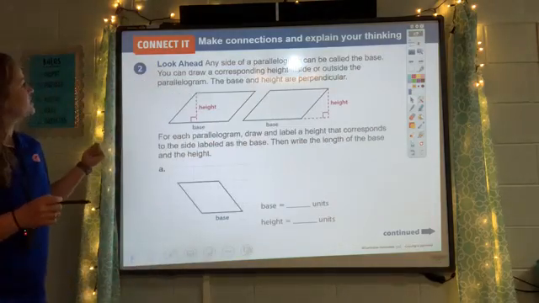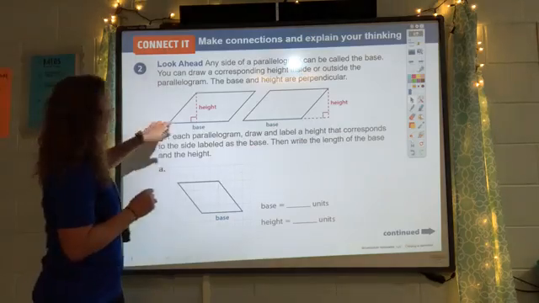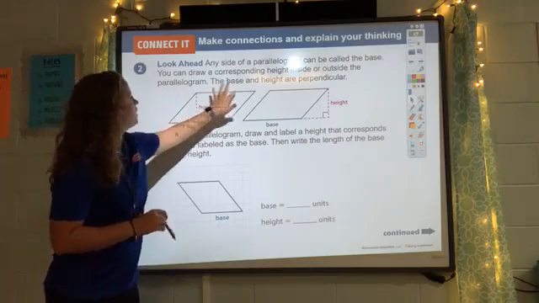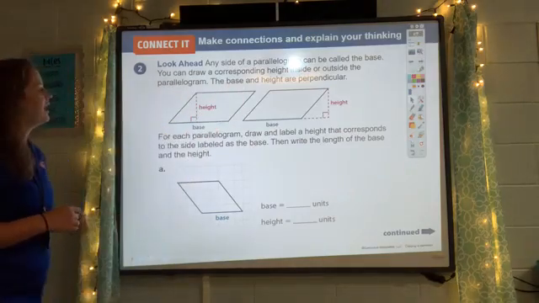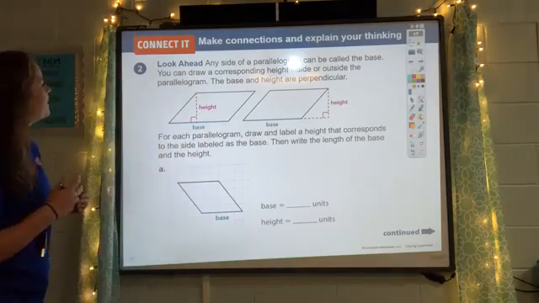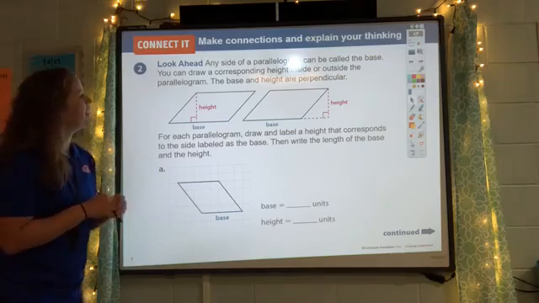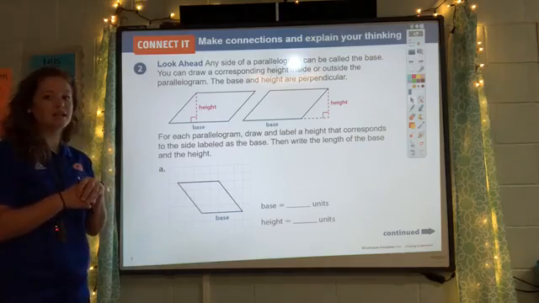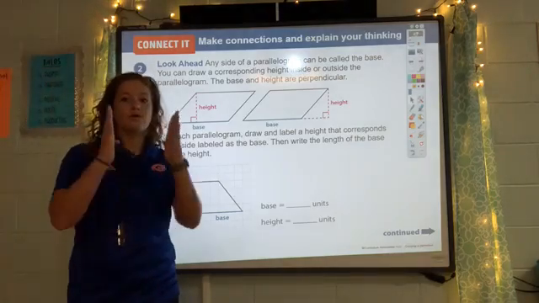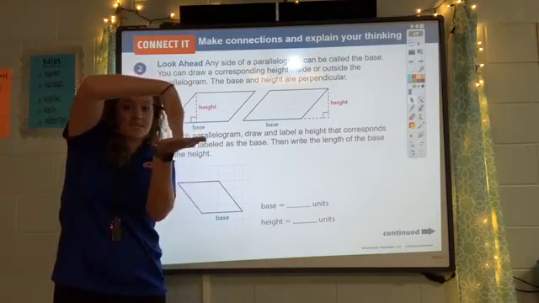All right. So any side of a parallelogram can be called a base. Remember that. Any side. This side can be the base, or the top can be a base. I like to think of the one closest to the bottom. It helps me remember it. You can draw a corresponding height inside and outside the parallelogram. The base and height are perpendicular. Now remember, parallel runs side by side. Perpendicular, they meet at a cross point.